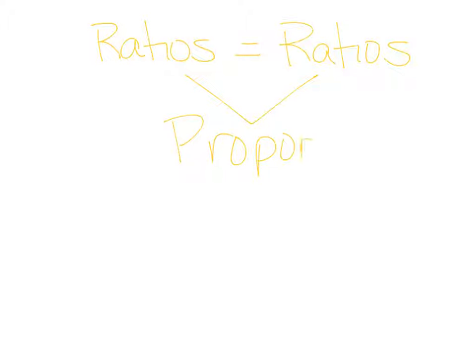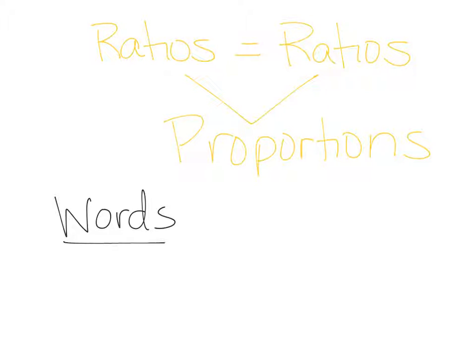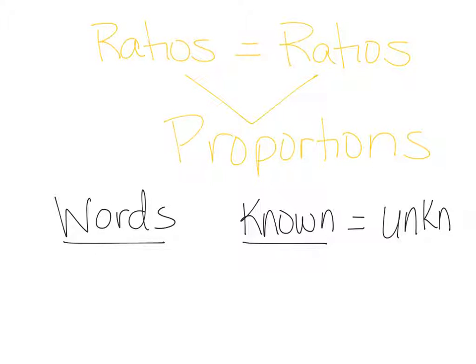So in conclusion, what I want you to take away from today's lesson is that we have ratios that equal other ratios, and those are called proportions. When we set up a proportion, what we want to see are the ratio in words, your known ratio and your unknown. Okay? So use this to help you solve your problems today.